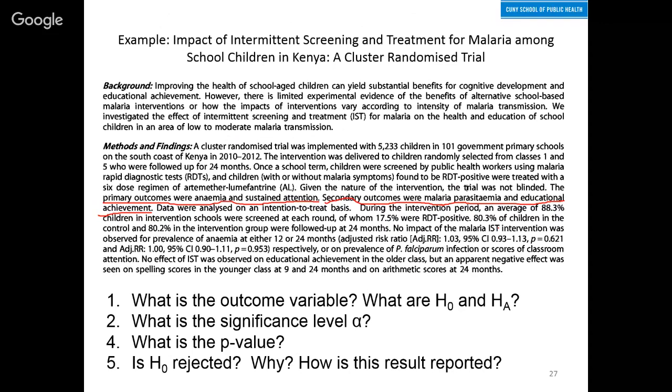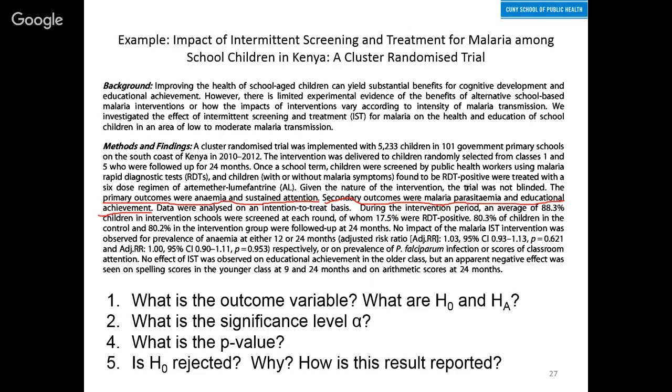No impact of malaria IST intervention was observed for prevalence of anemia, an adjusted risk ratio of 1.03, confidence interval 0.93 to 1.13, P of 0.621, or on prevalence of P. falciparum infection. So those two, are those prevalent, or are those binary or continuous? And are these proportions or means? Binary proportions. Yeah, binary proportions.